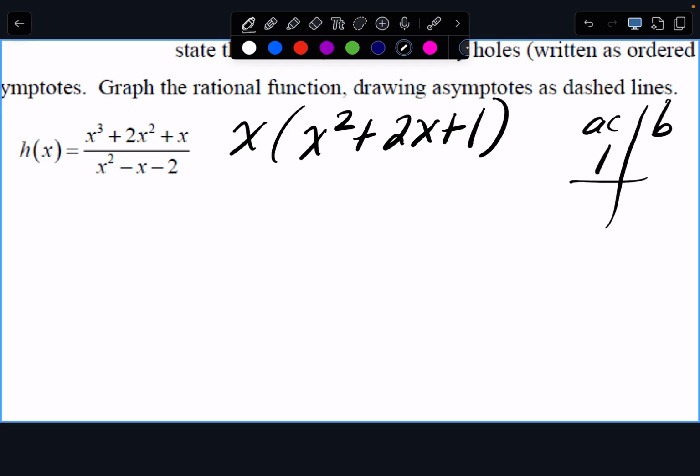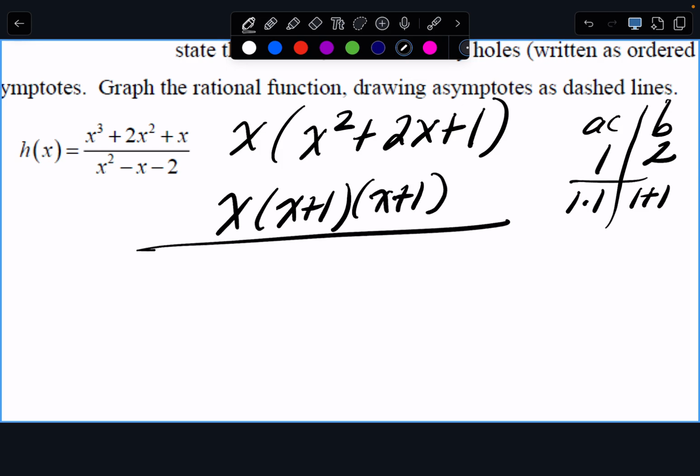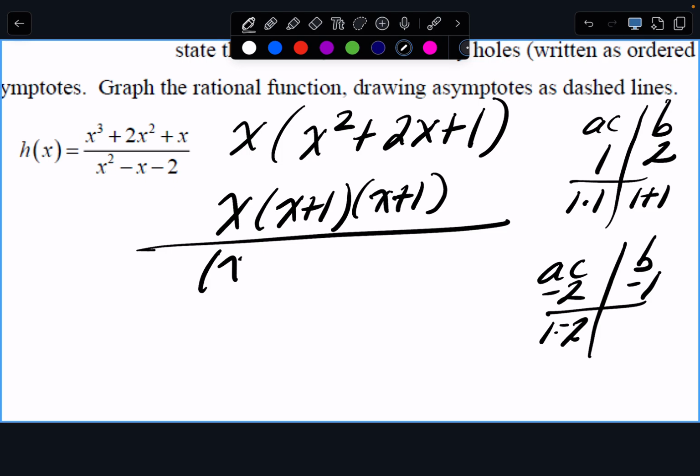Let's see. A times C adds up to be B. 1 multiplies to be 1, adds up to be 2. 1 and 1, 1 plus 1. Oh, yep, it does. So it factors to be x plus 1 times x plus 1. Then on the bottom, we're factoring: A times C adds up to be B. What multiplies to be negative 2 and adds up to be negative 1? 1 and 2, negative 2. It quickly factors to be x plus 1 and x minus 2.